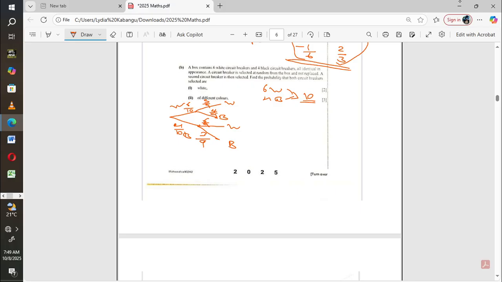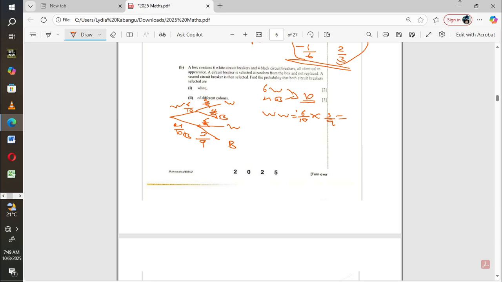So we have white, white. For white, white, we have 6 over 10, and we multiply by 5 over 9. That's white, white.